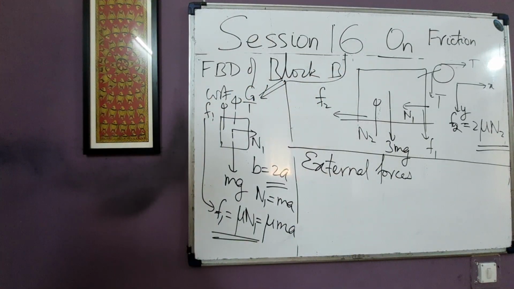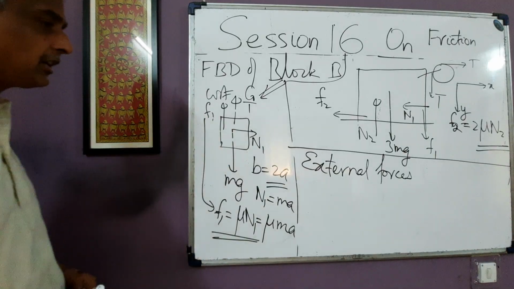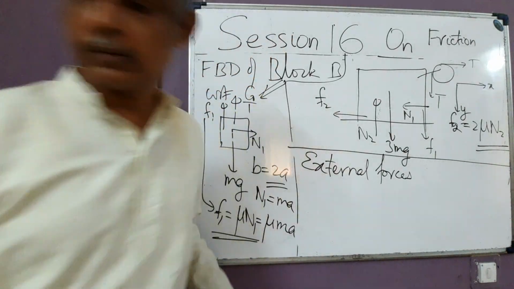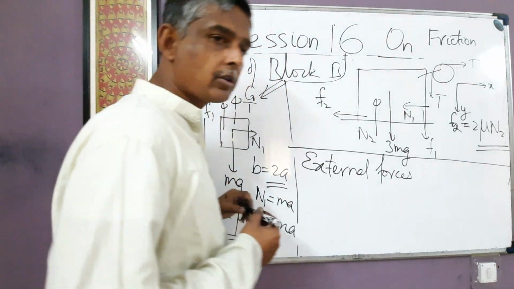What are the external forces on the system wedge plus block?